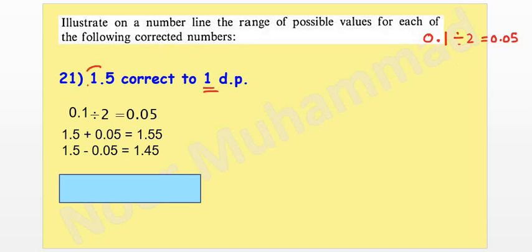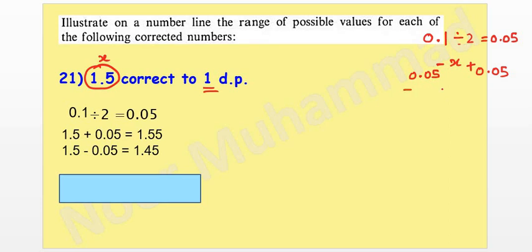Now what are you going to do with the 0.05? Whatever number is given, right now the number is 1.5, let's say it's x. Once you add 0.05 to it, and once you subtract the same number, you get the upper part and the lower part of the range. If you subtract it, you get the lower number, and when you add it, you get the upper number of the range.